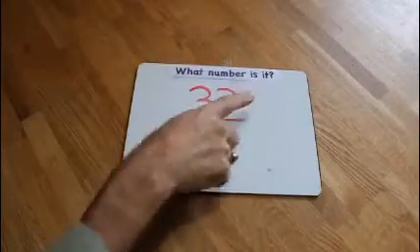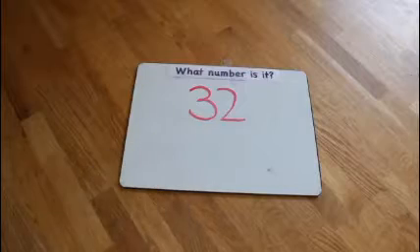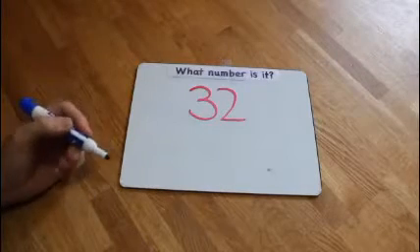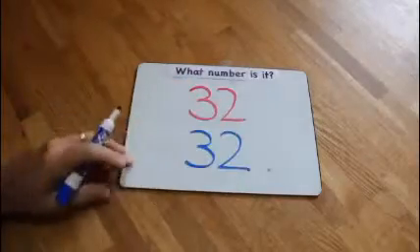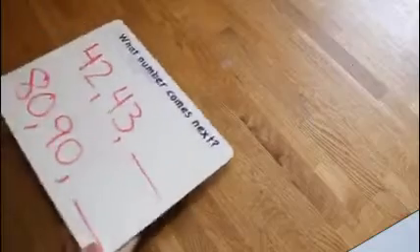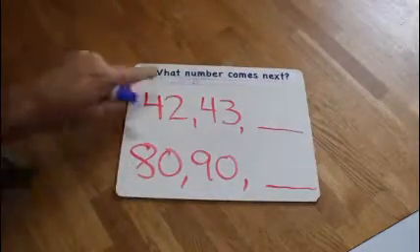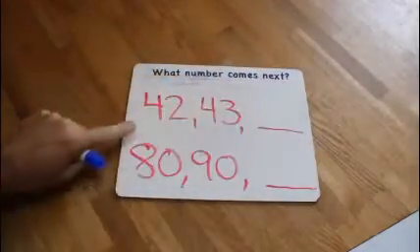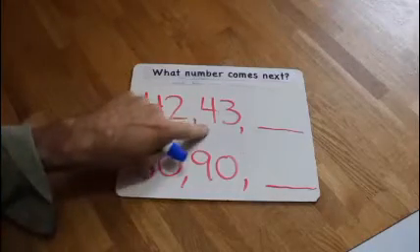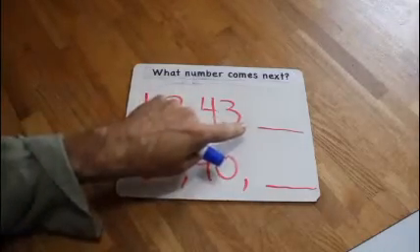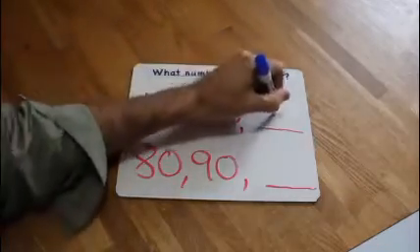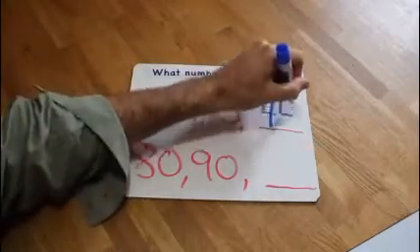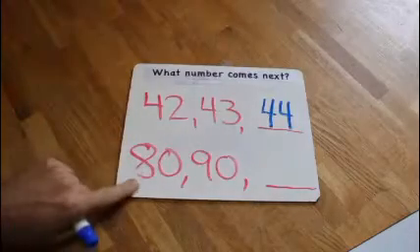What number is it? 32. How do we write a 32? A 3 for the tens, a 2 for the ones, 32. What number comes next? 42, 43, 44. How do we write a 44? A 4 for the tens and a 4 for the ones.